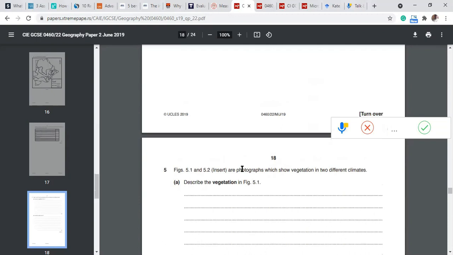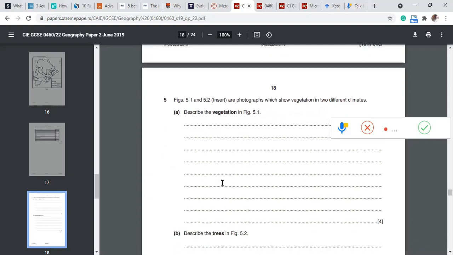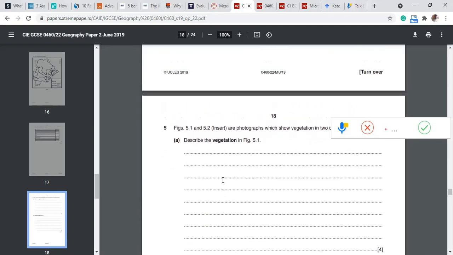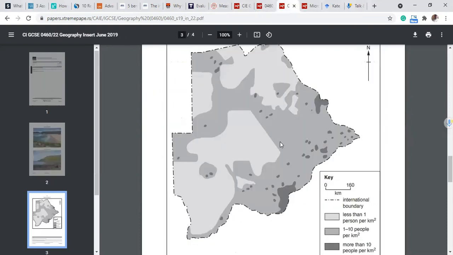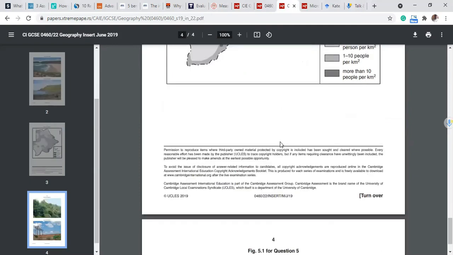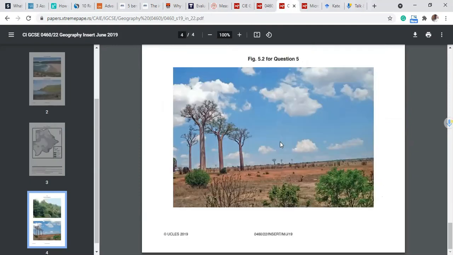Describe picture 5.1. I'll show you a photograph of vegetation of 2 different climates. Describe the vegetation in figure 5.1. Let me see. To describe the vegetation: number 1 is very dry. It's a dry place. The trees don't have leaves. I see that they don't have leaves, so that's another thing you can mention. There are short grasses, close to the ground. Don't say that they are close to the ground because they don't want to lose water or something. That's not what they're asking you.